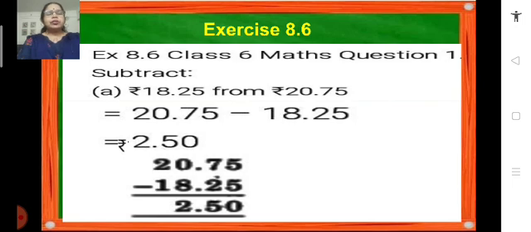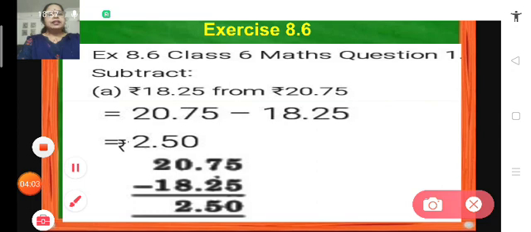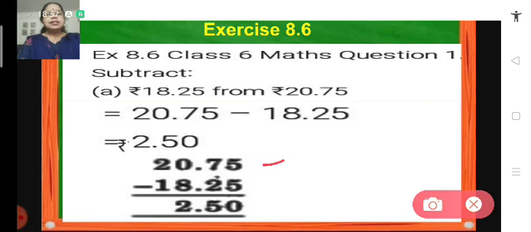Children, let's start solving the exercise problems of exercise 8.6. Question 1, subtract A, 18.25 from 20.75. That means 20.75 minus 18.25. So we write them like this according to the place values, aligning the decimal points, isn't it? Both are like decimals, so no need to add zeros.